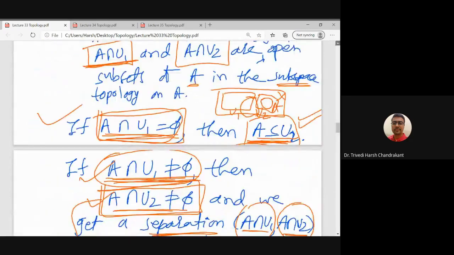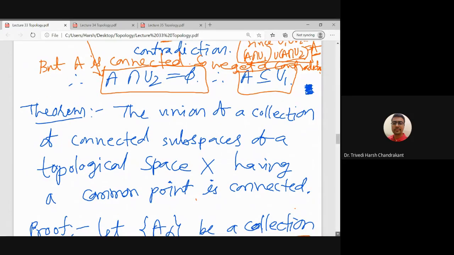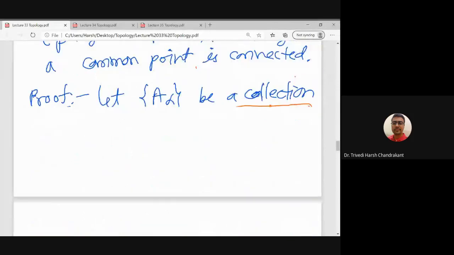And this is another application of this. This is the application of the previous result, that if I have a union of a collection of connected subspaces of a topological space X which has a common point, then the union of this collection is also a connected space. So there should be a common point, otherwise it is not necessarily true that the union will be connected. If those sets have a common point, then only the union will be connected. That is the way we use this theorem.